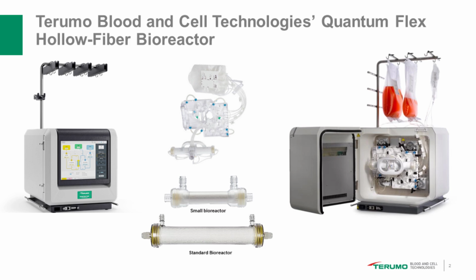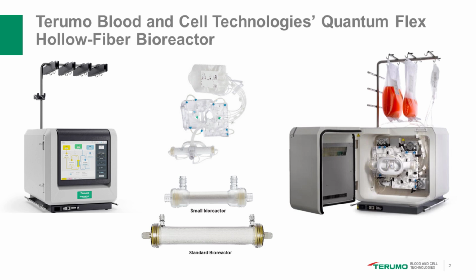As you look to the middle of the slide here, you'll see the key element of what we're going to talk about today, which is our bioreactors. We have two bioreactors that are available for the Quantum Flex platform. We have a standard bioreactor, which has been on the market for about 10 years now. And for Flex, we have a new bioreactor. The standard bioreactor has a surface area of about 2.1 square meters, and the small bioreactor is approximately a tenth of that.